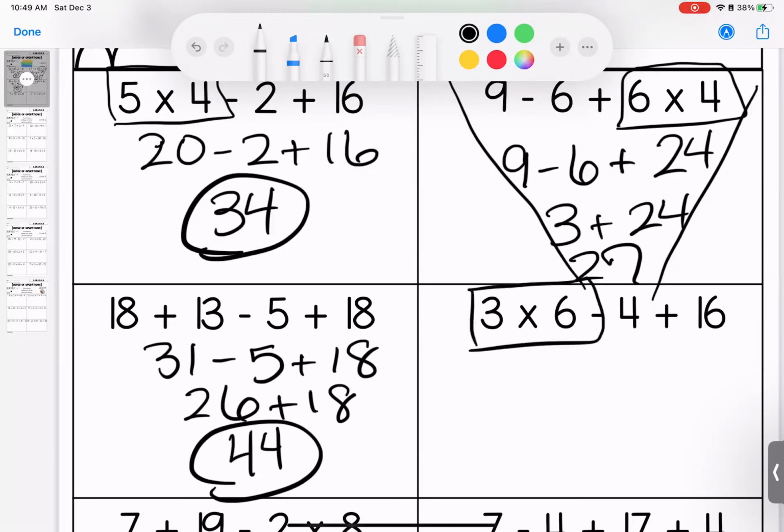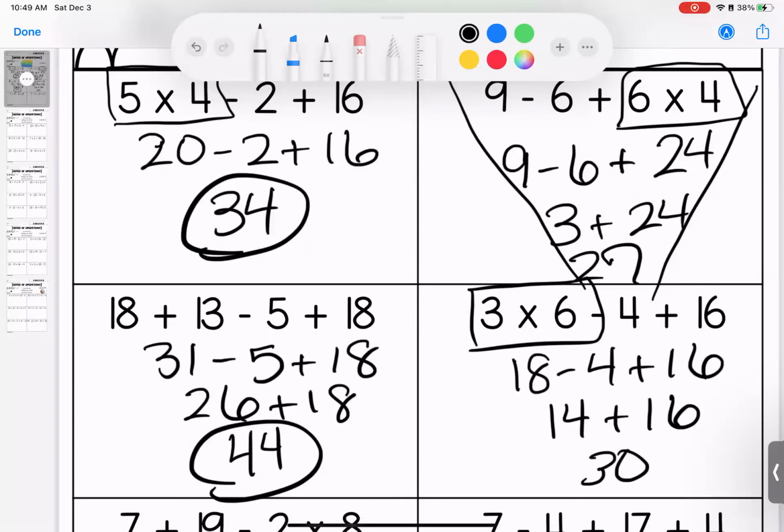In this one, I have one multiplication or division. 3 times 6 is 18. Rewrite, bringing down everything I haven't used yet. 18 minus 4 is 14. Rewrite, 14 plus 16 is 30. 30 is the final answer for that one.